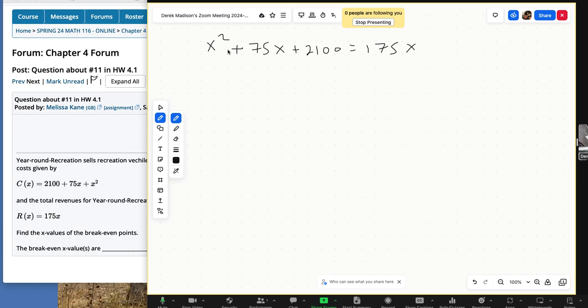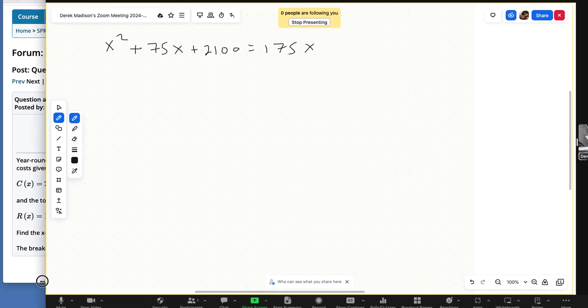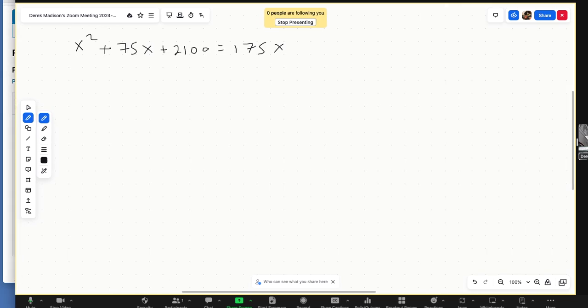So what I've done up here is I've just set, and I wrote this in descending order because I think it looks better, I just set the cost function equal to the revenue function. And then after that, we're just kind of doing the math and solving for x. So let me scoot this over now so that I'll have a little more room here in a second. So we'll start by, let's bring this 175 over. So we go minus 175 on both sides, or 175x.